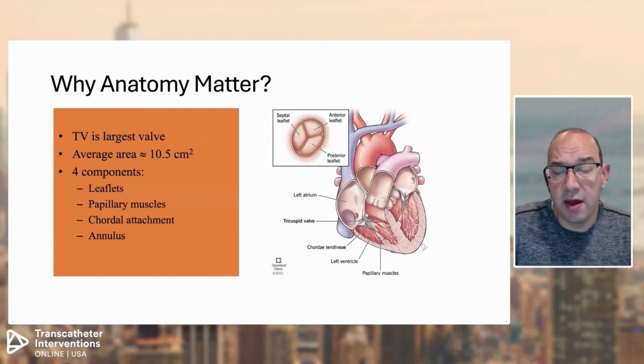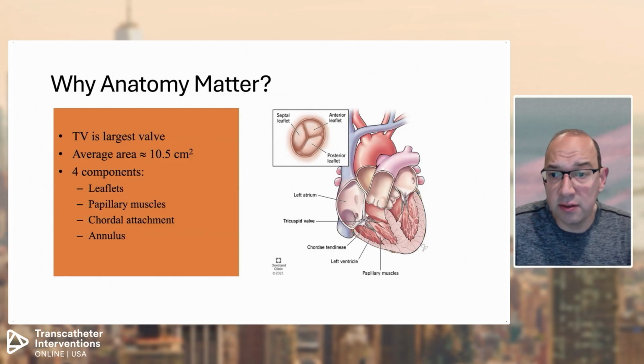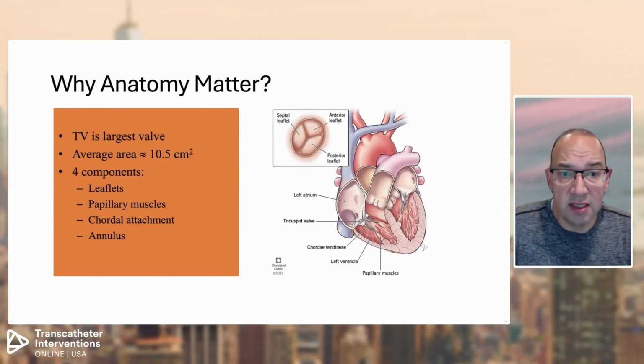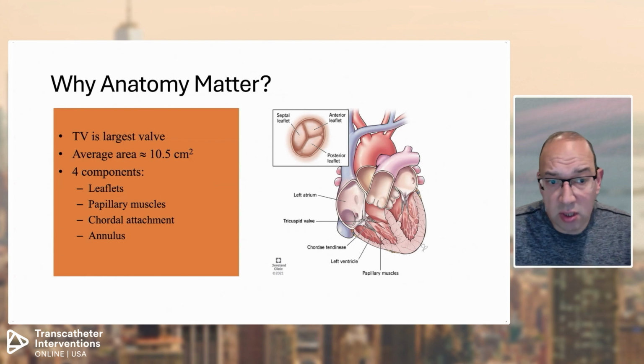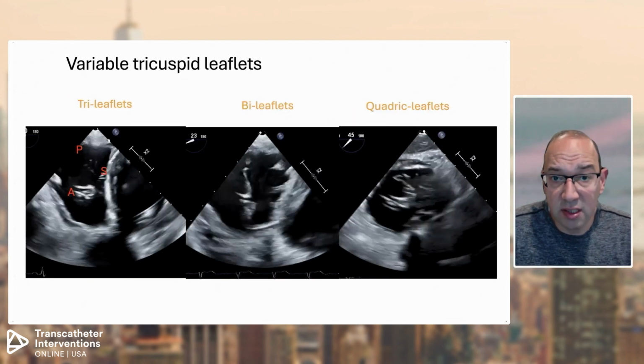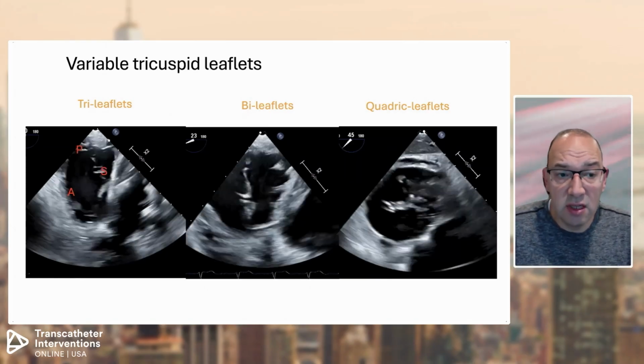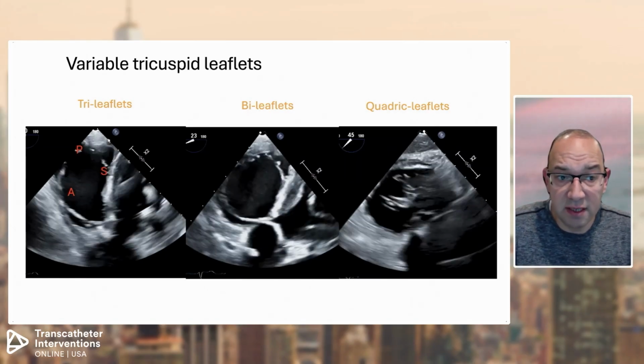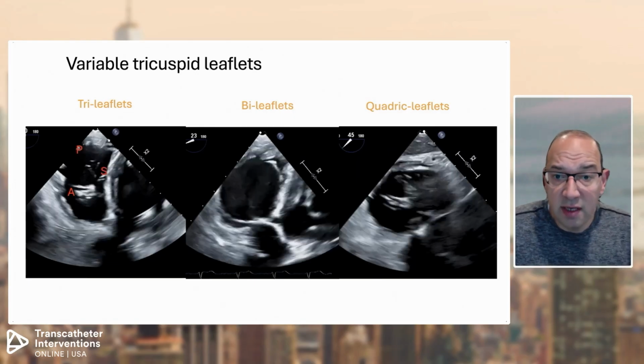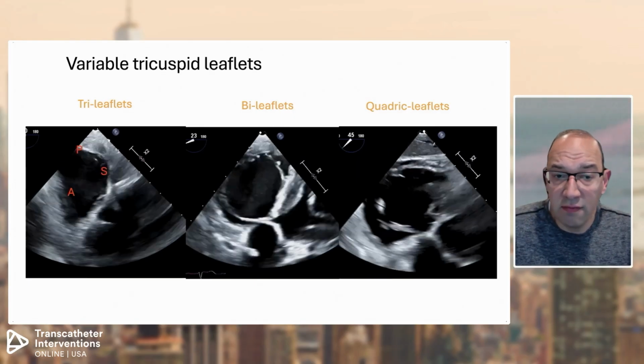And why does the anatomy matter? The anatomy matters because the tricuspid valve is unique. It's large, and it has not only the leaflets, but also the papillary muscles, the chordal attachments, and the annulus. Any device that has to rely on the leaflet has to deal with the complexity of those leaflets. Not all of them are tri-leaflet; some of them are bi-leaflet or even four leaflets.